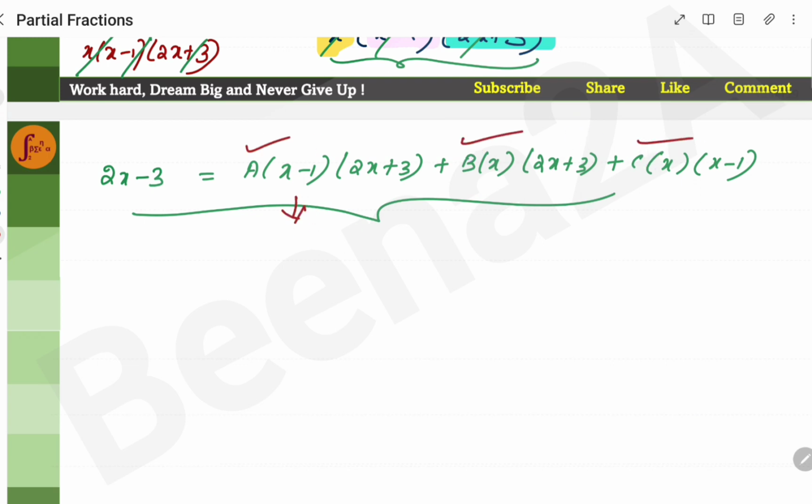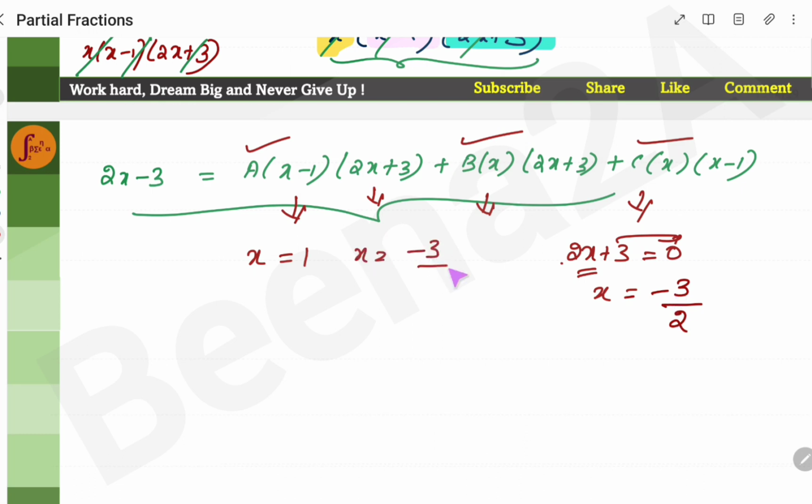So I have to get the values of x here, right? So simple. Here you have x minus 1, so you put it as 1. Here what will be x? You have to equate 2x plus 3 equal to 0. So I need to find the value of x. I'll shift 3 here, so it will become minus 3. Now I'll shift 2 here, so x is equal to minus 3 by 2.